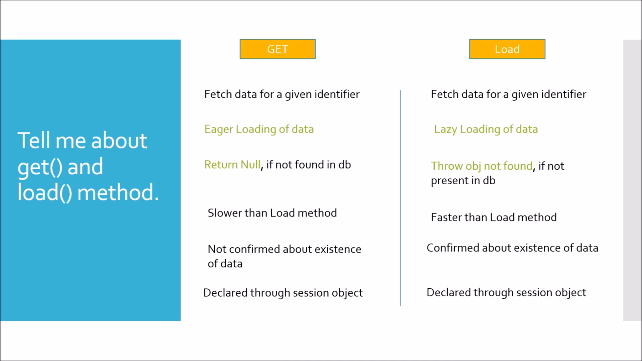If you see, I have highlighted a few texts in green color. The reason is, as an interviewer, I am very much interested to get these things as an answer so that I can further dig into the person who is giving the answer on the basis of that. Sometimes instead of asking the difference between get and load method, the interviewer can ask the opposite, the similarity between get and load method. So if you see the first point, fetch data for a given identifier, and the last point, declared through session object, is common to both of the methods.